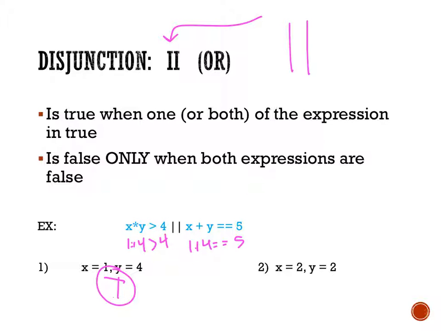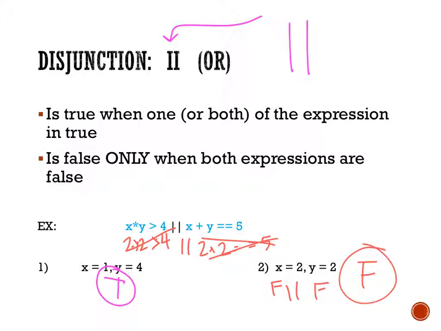Then if we do the same thing with 2 plus 2, so if I erase that there, you notice that 2 times 2 is not greater than 4. That is false. And 2 plus 2 does not equal 5. So it's false or false. This is the one time when, because both of those statements happen to be false, with 2 and 2, this whole complex Boolean statement would evaluate to be false as well.